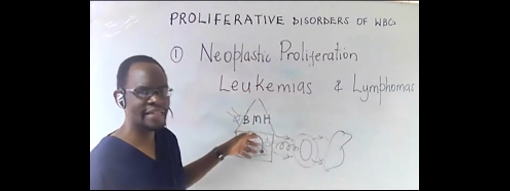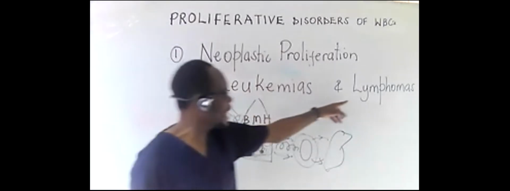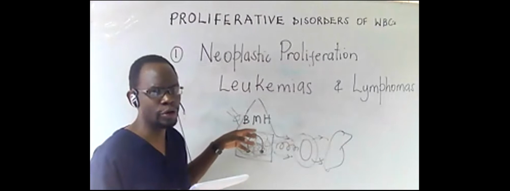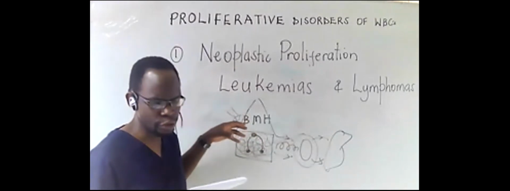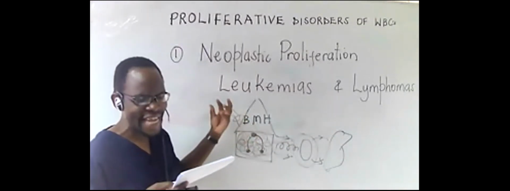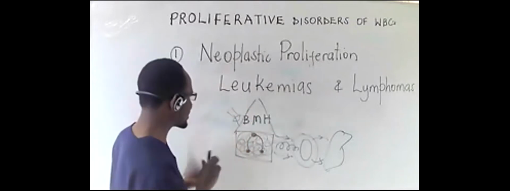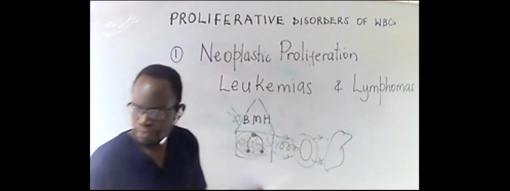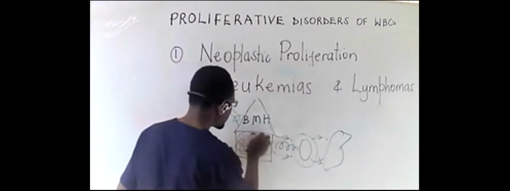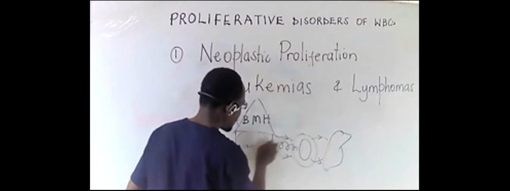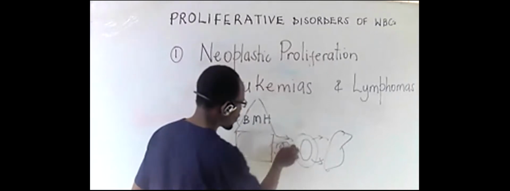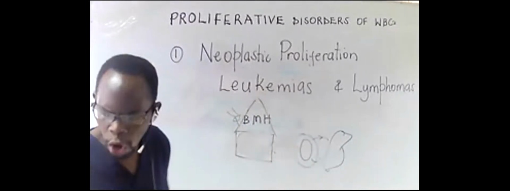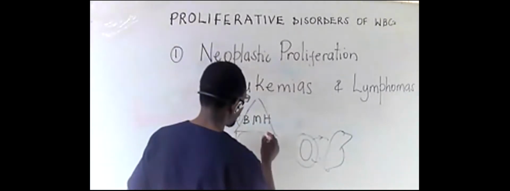Again, I want to repeat that in lymphomas, as these neoplastic precursor cells proliferate, they tend to form discrete masses. They tend to hold on to each other, forming masses. Again, I'll use this very diagram. They tend to hold on to each other, and then they form masses.